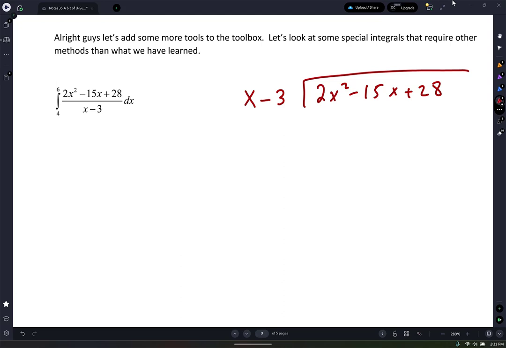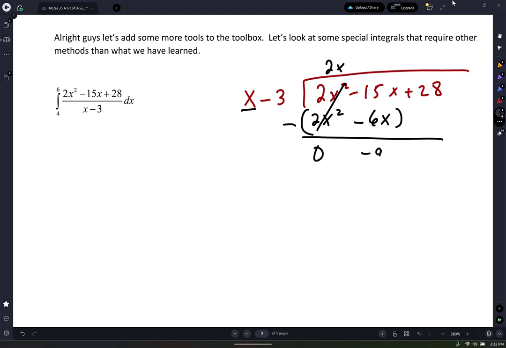Relax. All I'm doing is long division, it's really simple. x times what is 2x squared? 2x. Then you put a 2x squared here in the bottom. And then don't forget that 3. 2x times negative 3 is negative 6x. So then I put that in parentheses and I subtract. That zeroes out. Negative 15 minus negative 6 is negative 9x. Bring the 28 down.